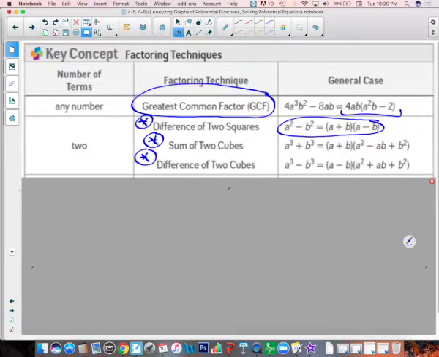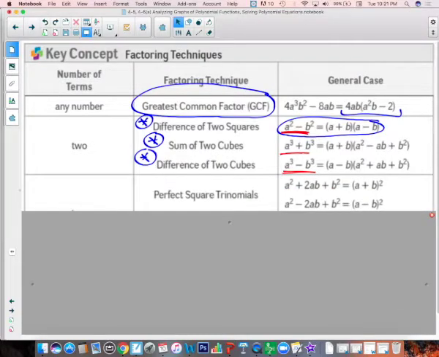Now, we have two other patterns here that we're going to use a lot. And you wrote these down already. So sum of two cubes and difference of two cubes. These are special patterns where you have the least amount of terms, where there's just two terms. They're binomials, so those are how we factor binomials.